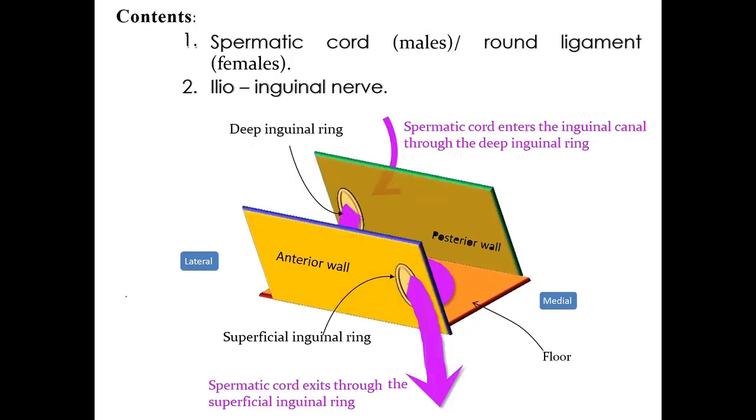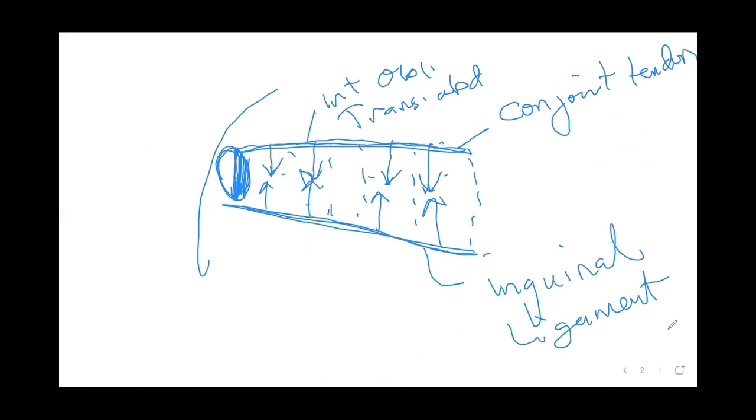Now look at how the content passes. What is the content of this canal? The spermatic cord. You see how it enters the canal from the deep ring, takes an oblique course, coming out through the superficial ring. Difference between these two definitions, okay?